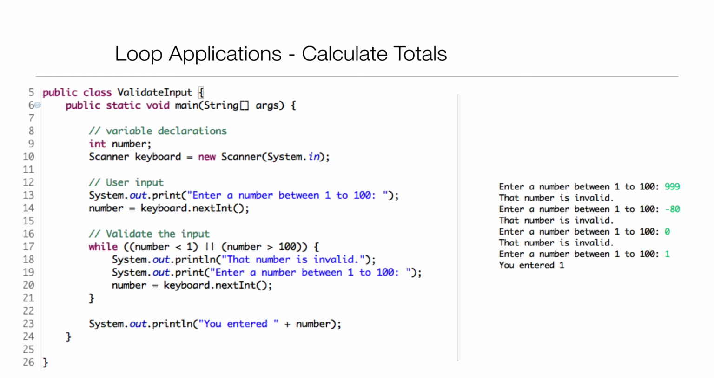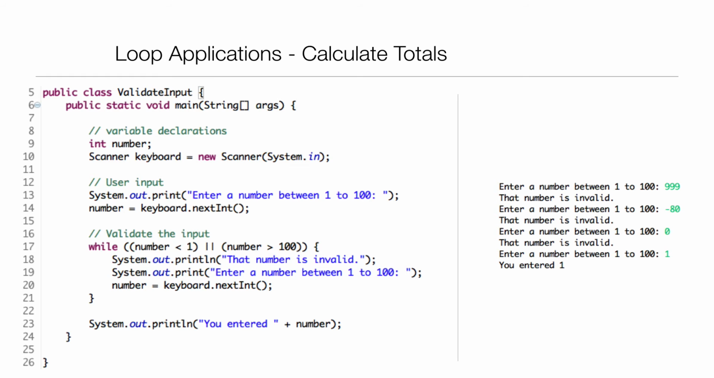It goes back up to line 17. Is number less than 1? No, 1 is not less than 1, so that's false. Number greater than 100? Well, no, 1 is not greater than 100, so that's false. So we got false or false. So that means the whole condition is false. So while false, it jumps out of that loop and runs the code after line 21, which in this case is line 23, system.println, you entered 1.